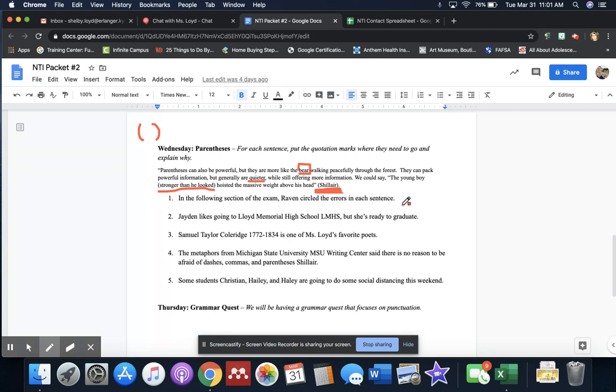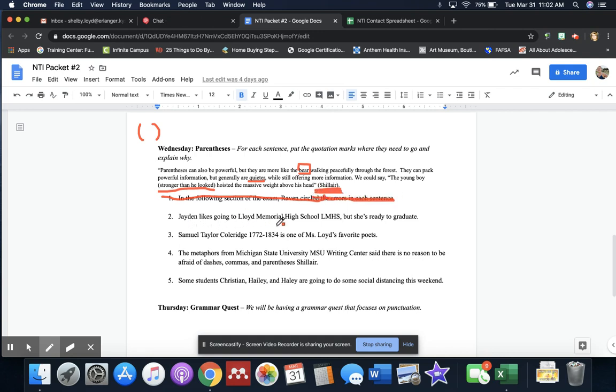Okay, so now in the following section of the exam, Raven circled the errors in each sentence. Now this one is a weird sentence. I gave you a weird one. I'm sorry. In the following example, I think I might have forgotten to add a section. Oopsies. Skip number 1. Miss Lloyd wasn't sure what she was thinking. Since I made this, it is kind of out of my brain. So we'll skip number 1.